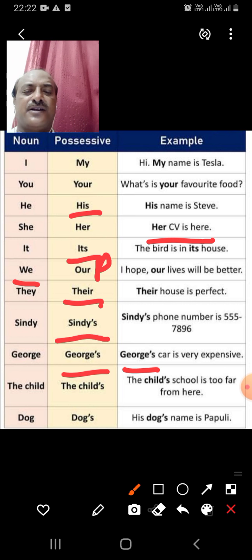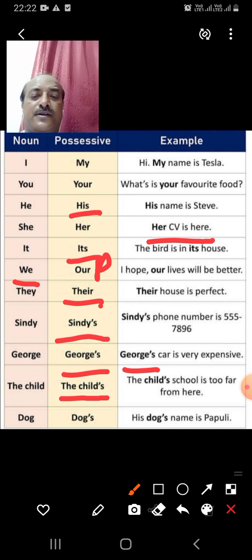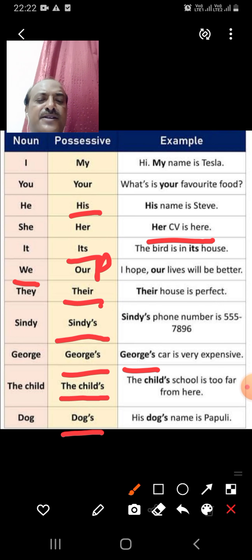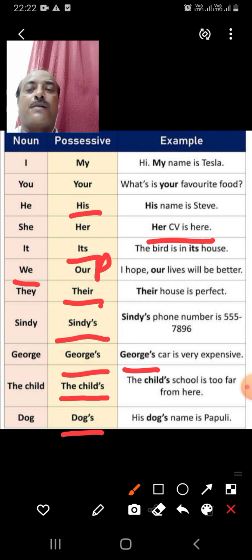The child, child's, apostrophe S. The child's school is too far from here. Dog, dog's. His dog's name is Papuli. That means the name of this dog is Papuli. He is in possession of this name.